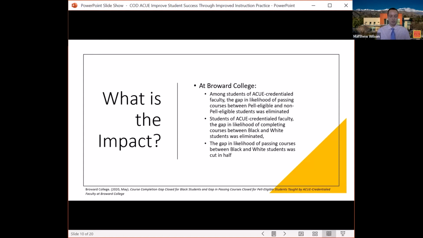And when looking at the gap, the gap started at 1.4 times less likely to pass the class than their white students. And after being taught by an ACUE faculty member, the gap was basically cut in half. An African American student was then only 1.2 times less likely. So there still is a gap, but the gap is substantially reducing, improving the equity and ability of our faculty to teach equally and see equal success amongst all of our demographics.